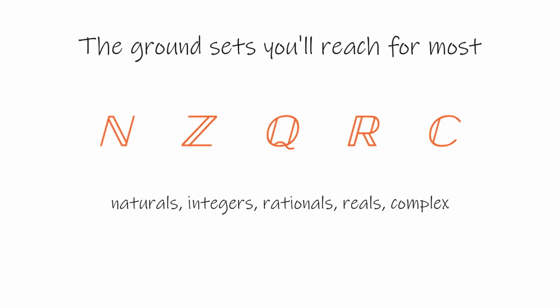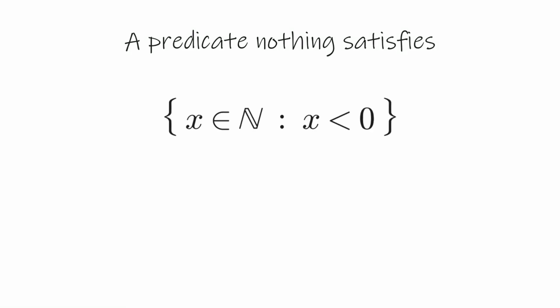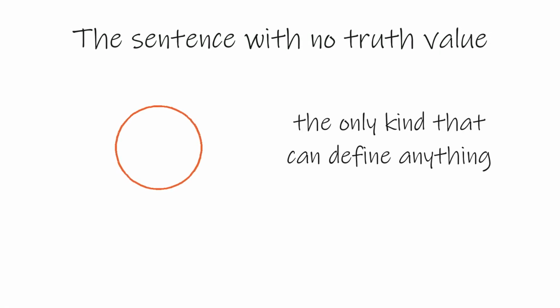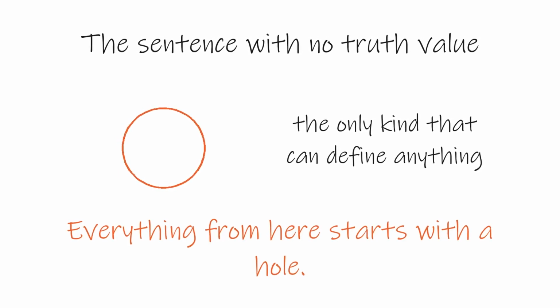The ground sets you'll reach for most have names. The naturals, integers, rationals, reals, complex numbers. And a predicate nothing satisfies still gives you a set. It's empty and it gets its own symbol. The sentence with no truth value turned out to be the only kind that can define anything. Everything from here starts with a hole.